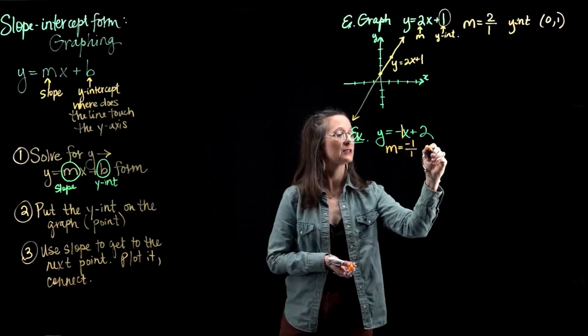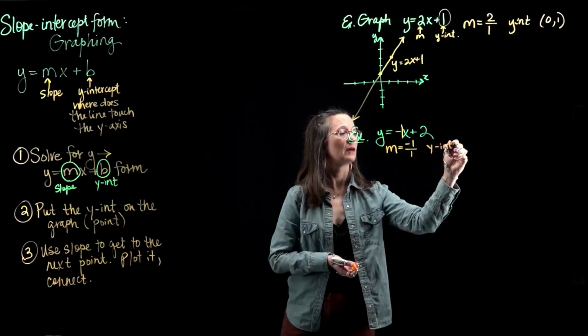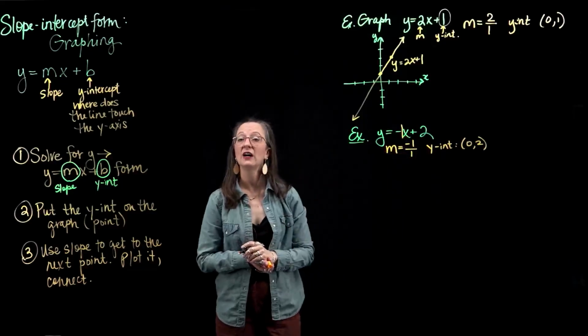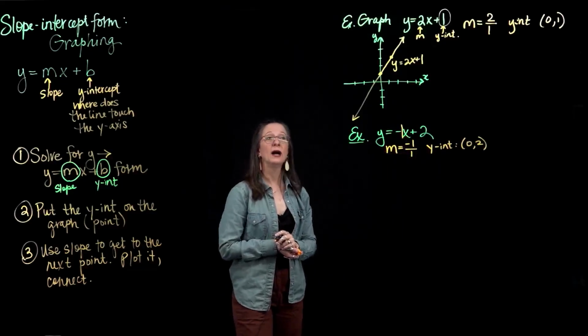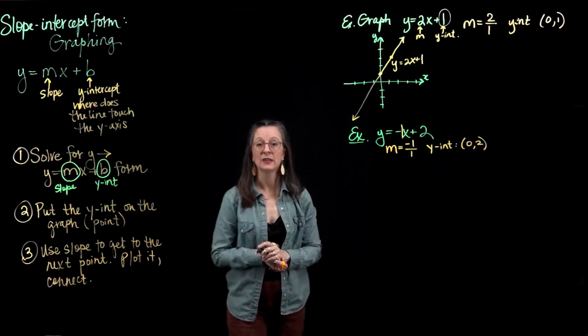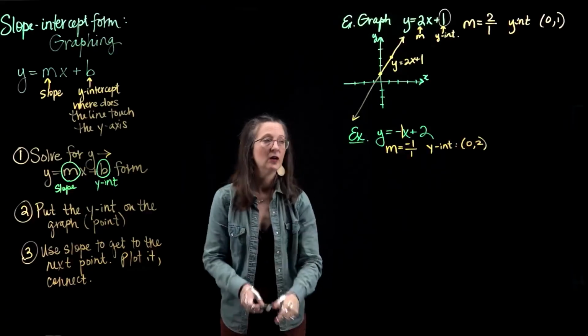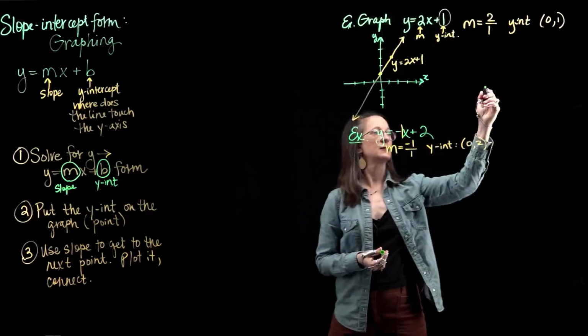And my y-intercept is found by looking at that constant term of 2. So my y-intercept is the point 0, 2. All right, let's graph it. I'm going to move right over here to the right to save some space.